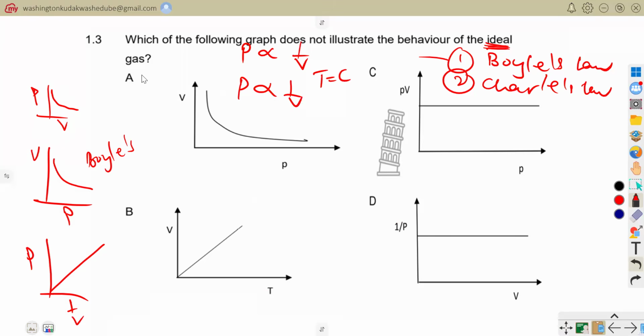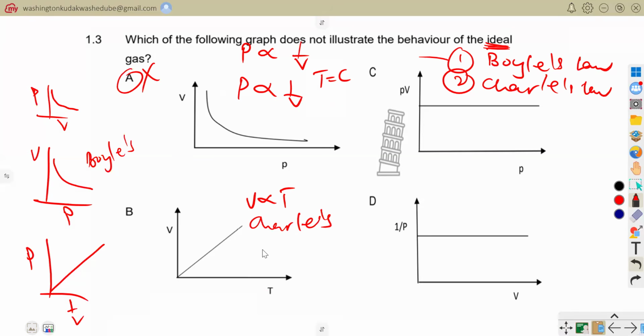And then we can see that on our A, it is actually indicating what? Boyle's law. So this is out because it actually illustrates ideal gas behavior. And then if we go to B, this illustrates volume is directly proportional to temperature. And this is what Charles's law says.